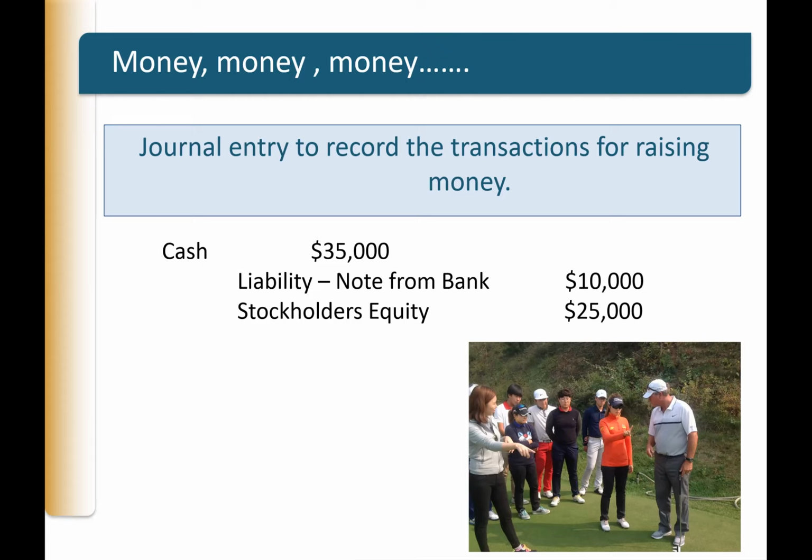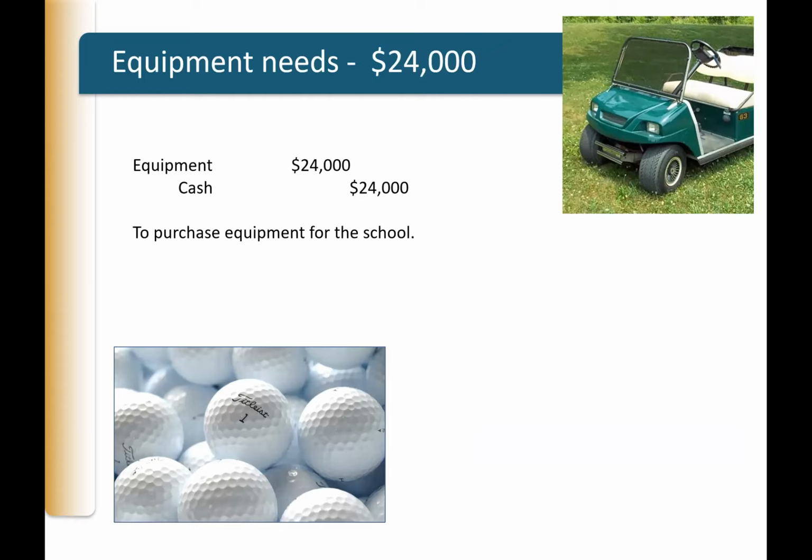So the journal entry that we use to measure transactions will be right here. We're showing cash increase $35,000. We're showing a note from the bank, a liability, meaning a liability is something we owe. We have a benefit now that will provide a future sacrifice. We're going to have to pay it back. And then stockholders' equity came in of $25,000.